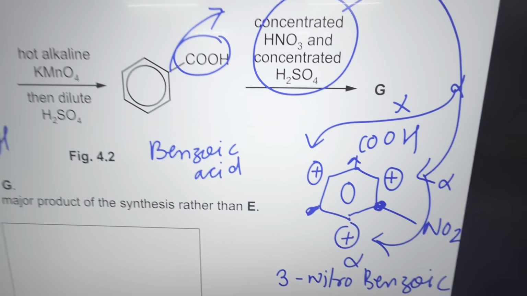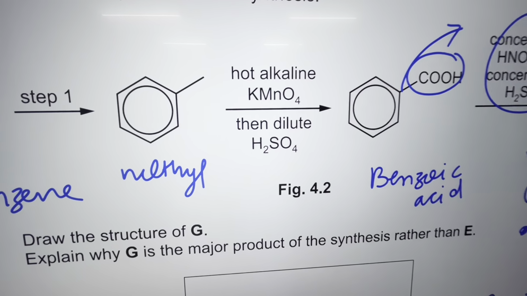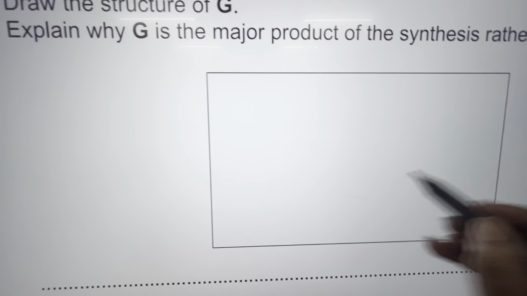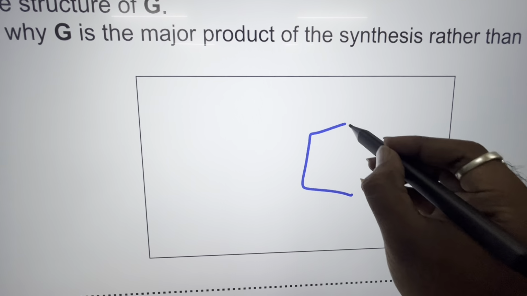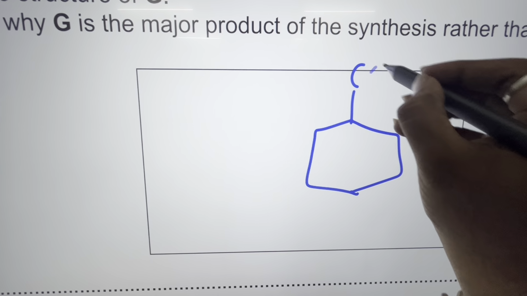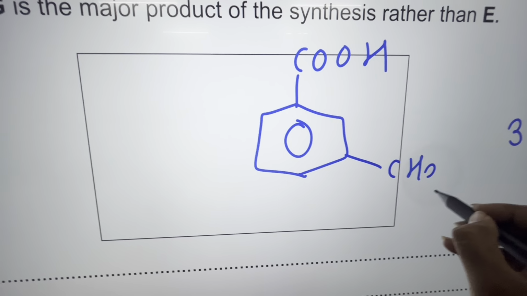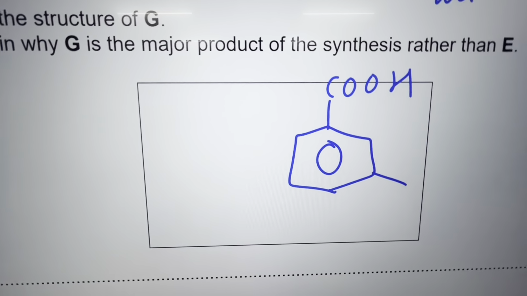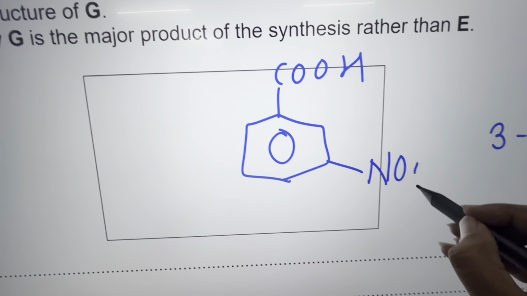Is this clear to you? So they have given the structure. Draw the structure of G. So the structure of G we can write like this. Let me select the pen. This is the benzene ring, this is COOH, because it is electron withdrawing, and at the meta position, sorry, this is your nitronium. So I wrote methyl. So this will be your nitronium ion at this meta position, correct?